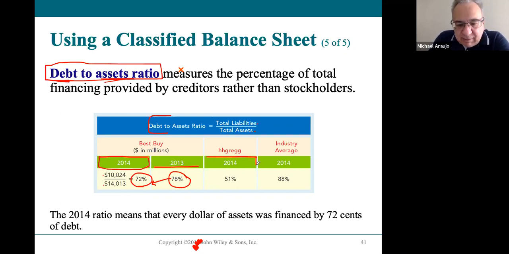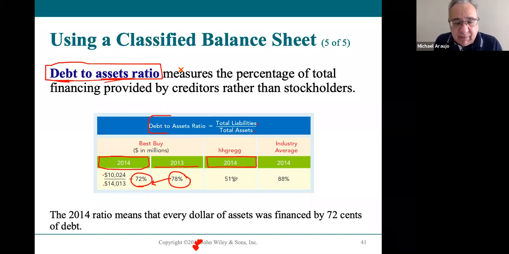Gregg, in 2014, had a 51% debt to asset ratio, which means that only 51% of their assets are financed with debt. Well, there's only two ways to finance your assets, with liabilities or equity. It's the only way you finance your assets. You either finance them with debt or you finance them with owner's equity, stockholders' equity.